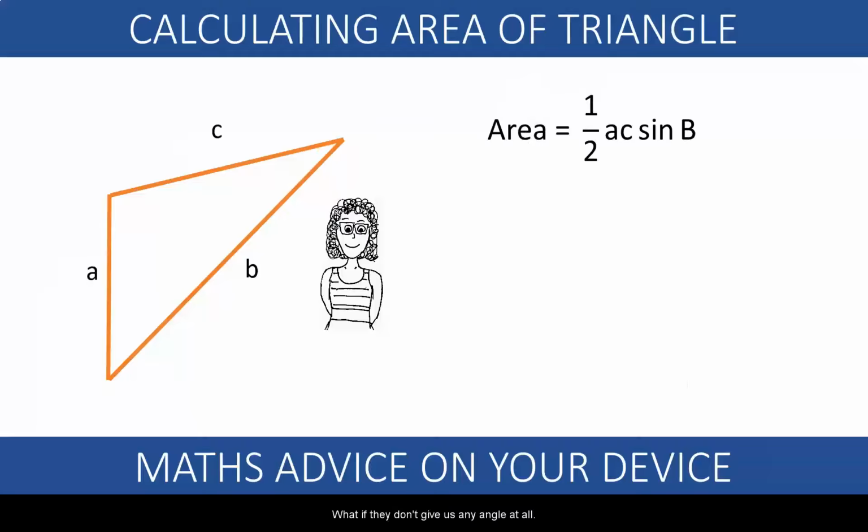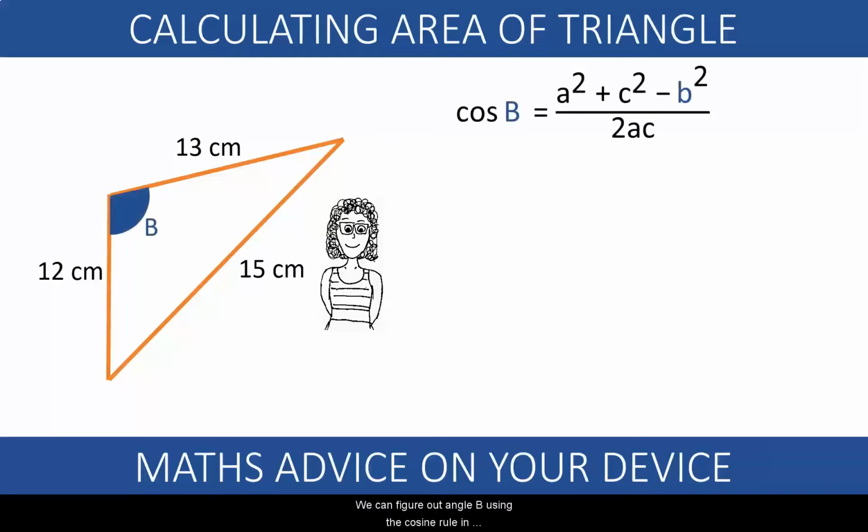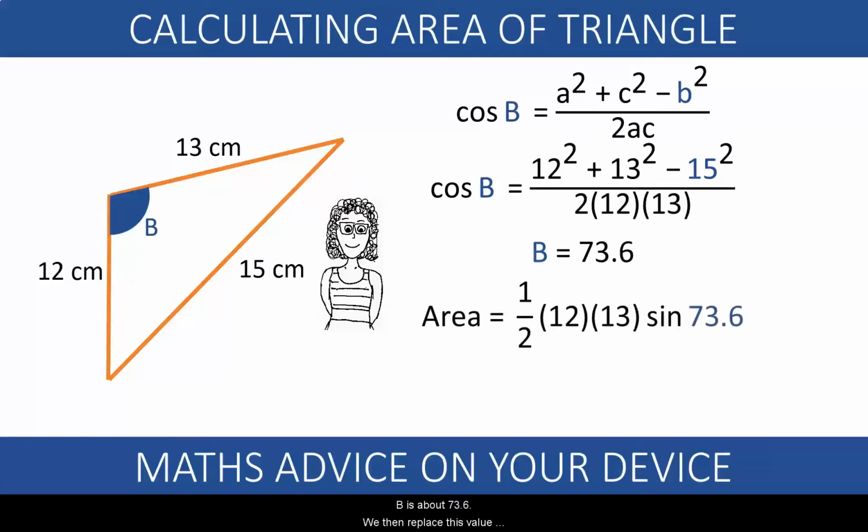So what if they don't give us any angle at all? For example, let's say that we need to calculate the area of the triangle with sides 12, 13, 15. We can figure out angle B using the cosine rule in reverse. Remember to minus the square of the opposite side, 15. B is about 73.6. We then replace this value into the formula for the area and voila, 74.8 centimeters squared.